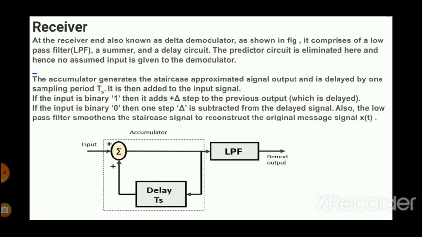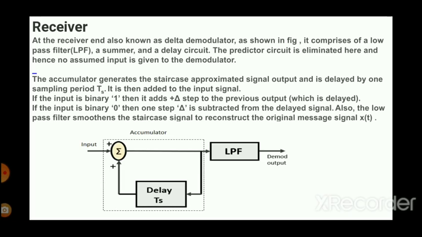The figure below shows the receiver. The input is applied to the summer, then again it will be given to the low pass filter, then the delay Ts will be there, and it is given back to the summer. The receiver end, also known as the delta demodulator, comprises a low pass filter LPF, a summer and a delay circuit. The predictor circuit is eliminated here and hence no assumed input is given to the demodulator. The accumulator generates the staircase approximated signal output, delayed by one sampling period Ts. It is then added to the input signal.